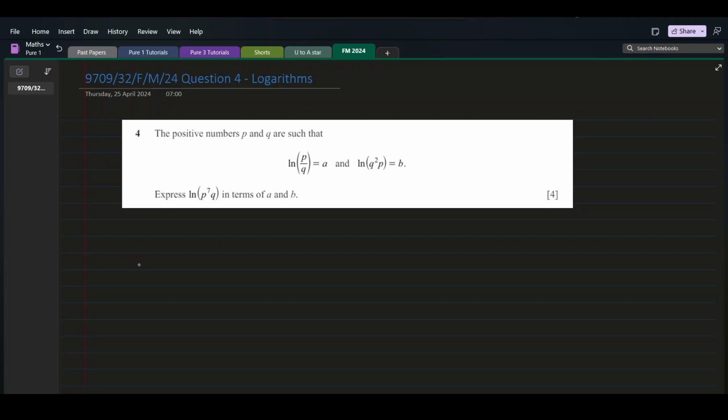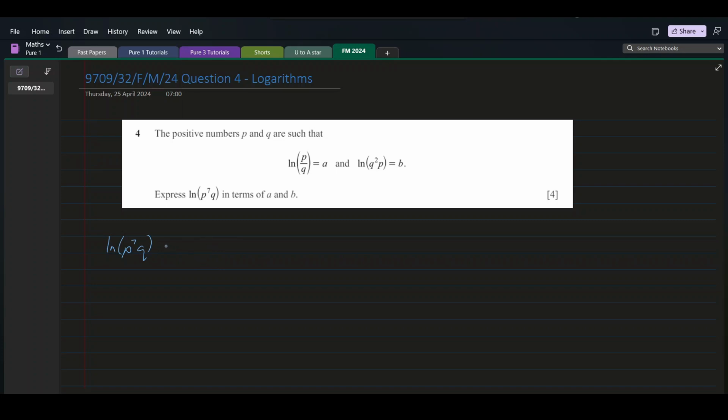The positive numbers p and q are such that ln(p/q) = a and ln(q²p) = b. Express ln(p⁷q) in terms of a and b. This question is a bit challenging because it's very different from the other logarithms questions and it has a lot of variables. So we're trying to get an expression for ln(p⁷q), and this expression should be in terms of a and b.